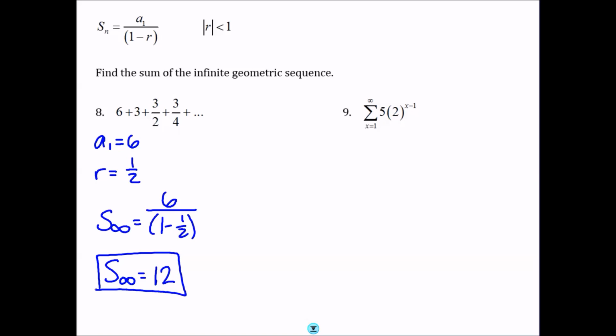Now, the calculators do not have the capability of using an infinity symbol in the summation function, so you cannot use the summation tool for infinite sums. But since there's an infinity symbol here, we know that we're dealing with an infinite sum, so we need to use this formula. And we know that 5 is the first term and 2 is the ratio. Now the formula says that the absolute value of r has to be less than 1, which means that r has to be between -1 and 1. 2 is not between -1 and 1, so there is no sum.